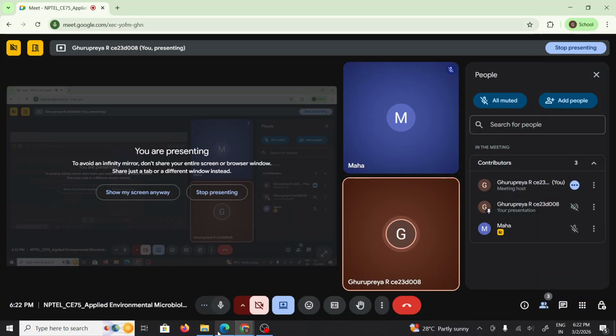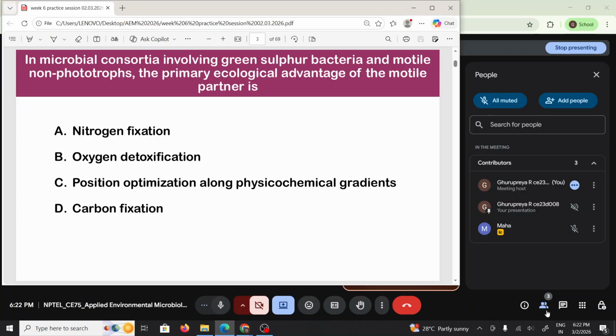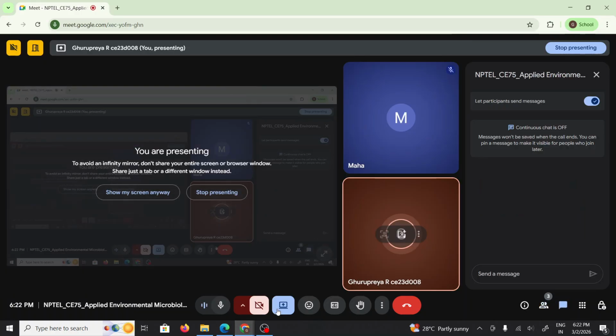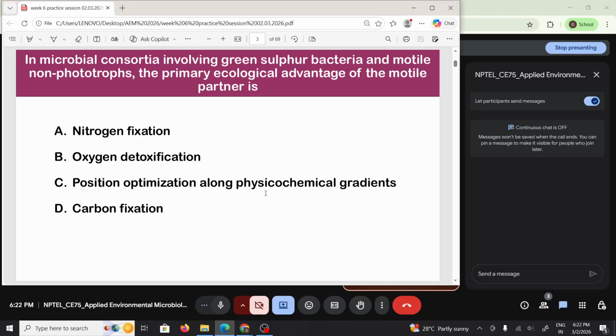Welcome to the session again. So we are just starting now. The first question for today is, in microbial consortia involving green sulfur bacteria and motile non-phototrophs, the primary ecological advantage of the motile partner is which of the following? So that is the first question for today.